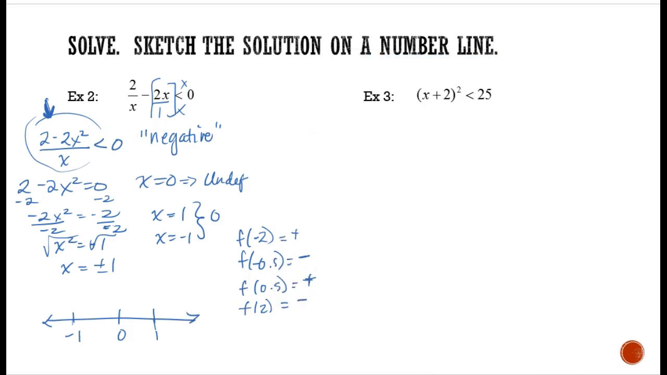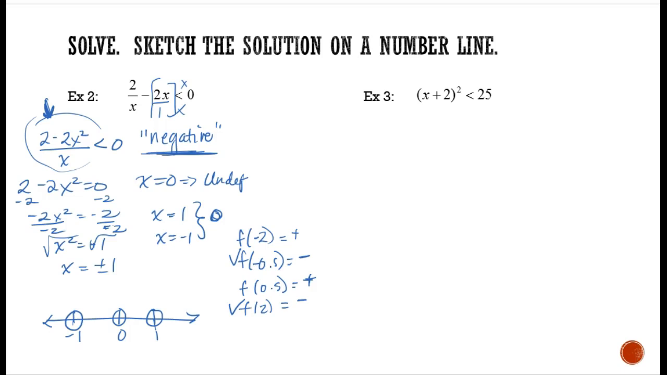Remember, what am I looking for? The equation says I want to know where is this less than 0, or where are the results going to come out negative. So these intervals right here give me the answers I want. Now, notice it's not an equals to 0. So since it's not an equals to 0, I have to put an open circle on the 1 and the -1. And because I don't want it undefined, I put an open circle on 0.